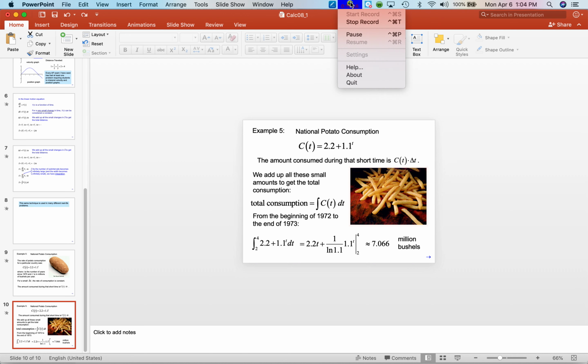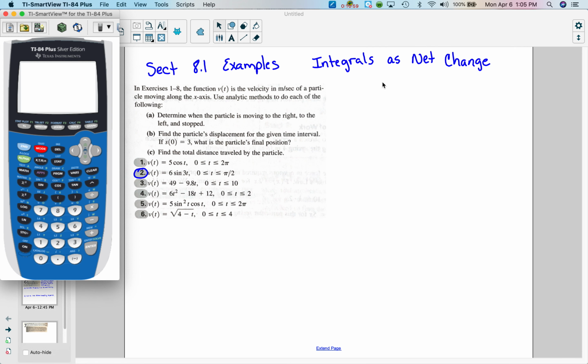And that was the end of that, and now we are going to do some examples from our textbook. Okay, so for the first one, I'm doing problem number 2, and we are given the velocity in meters per second of a particle moving along the x-axis. We have to use analytic methods to do each of the following. So we need to first determine when the particle is moving to the right, to the left, and stopped.